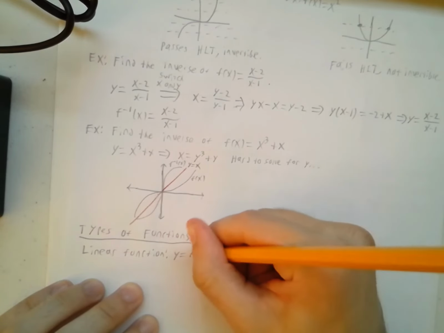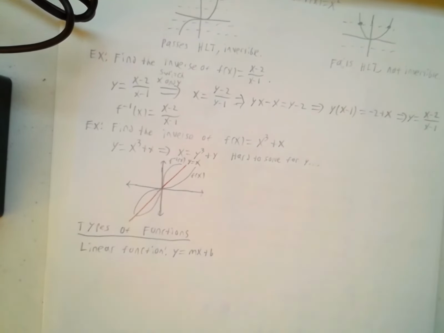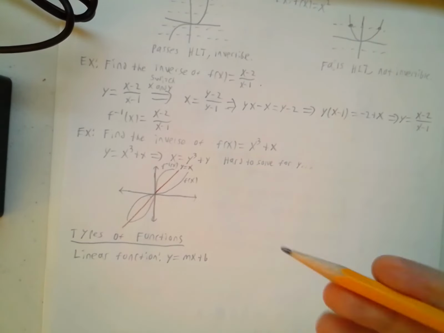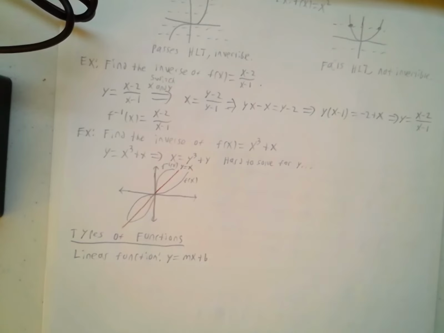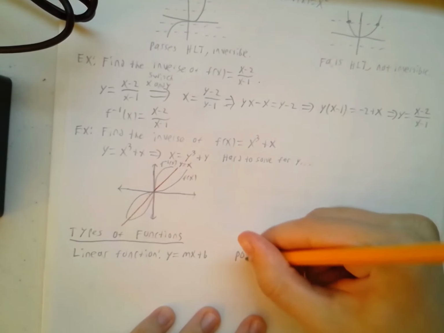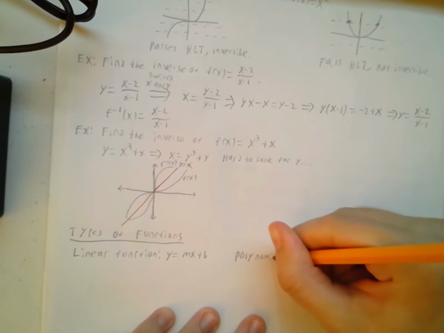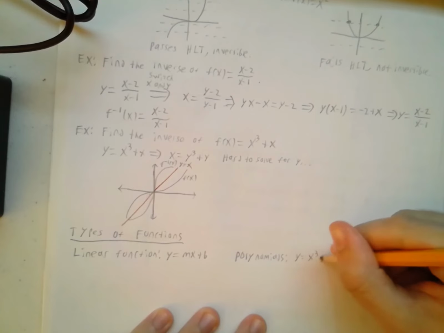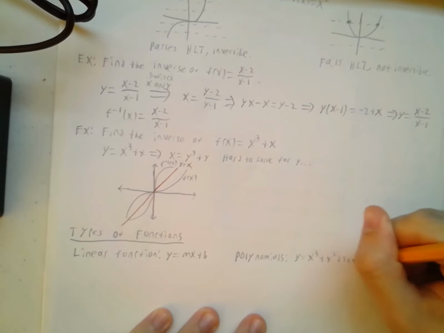So you should know how to, for example, find the slope, find the y-intercept, use point slope formula to find equations of lines. I'm going to assume you already know all of this. If you're not familiar with some of that, I recommend that you review. Another important type of function are polynomials. So for example, y equals x cubed plus x squared plus 2x minus 1, etc. Basically combinations of powers of x.